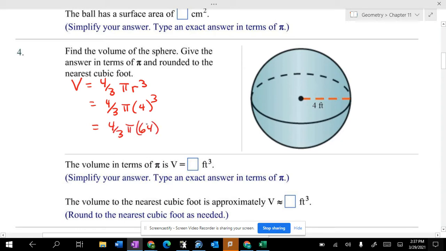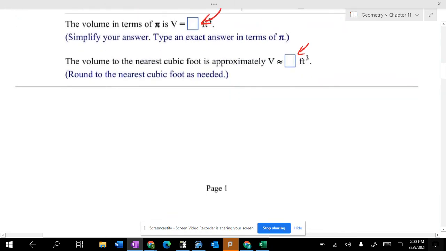Does 64 go in evenly to 3? No, it doesn't. So we take 4 times 64, which is 256, put the pi on top, put the 3 on the bottom, and that's what you type in there. Then you put this into your calculator, and after you calculate it out, then you put it into there. Let's do one more volume problem.